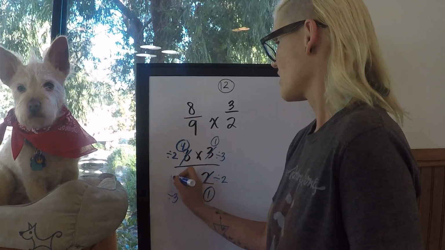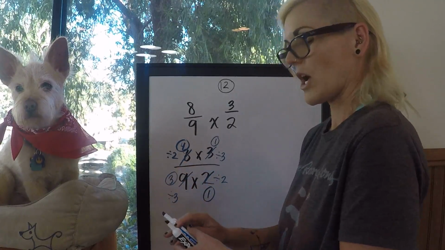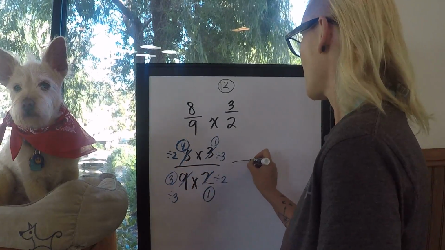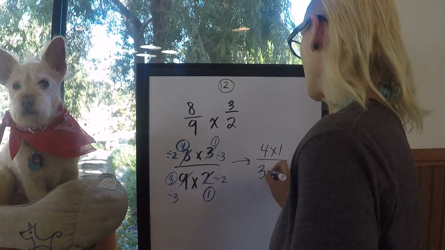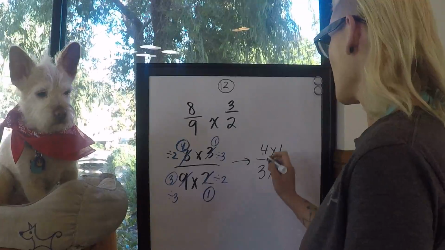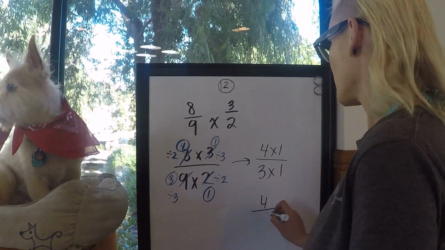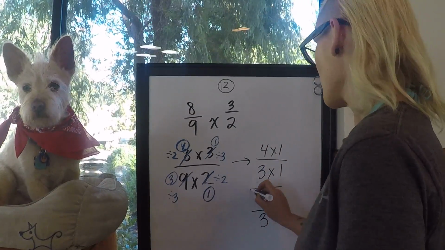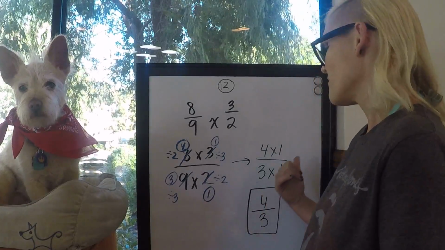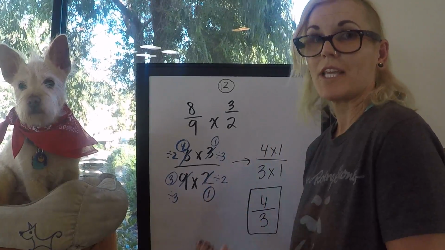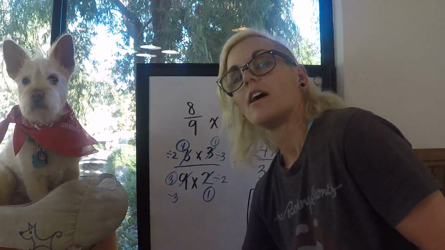By 3, and I get 3. Okay, so I'm going to rewrite what I've got. I've got 4 times 1 over 3 times 1. All right, so rewriting it, 4 times 1 is 4, 3 times 1 is 3. And again, it's an improper fraction, but that's totally okay. And in fact, we now want to keep it as an improper fraction.